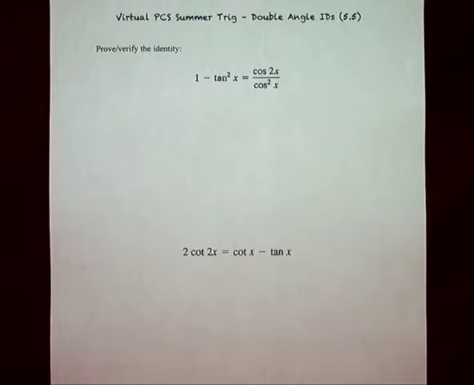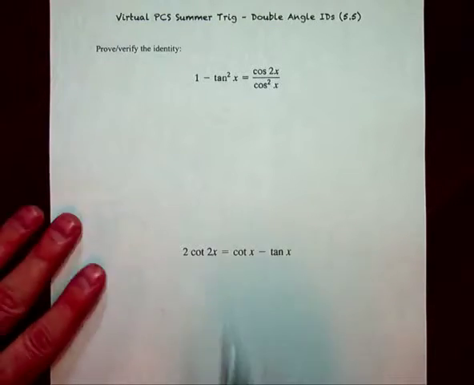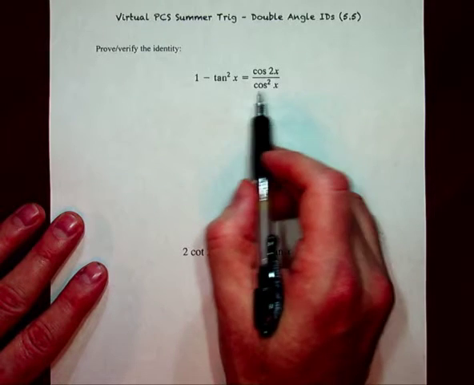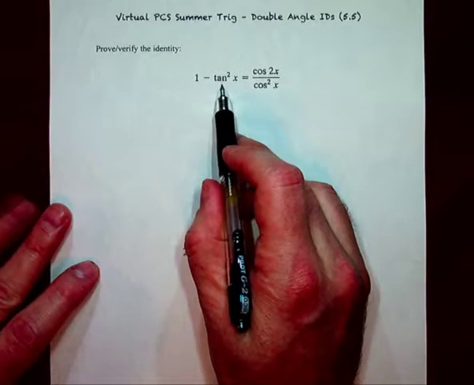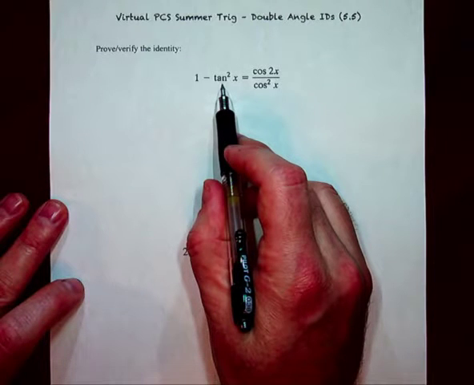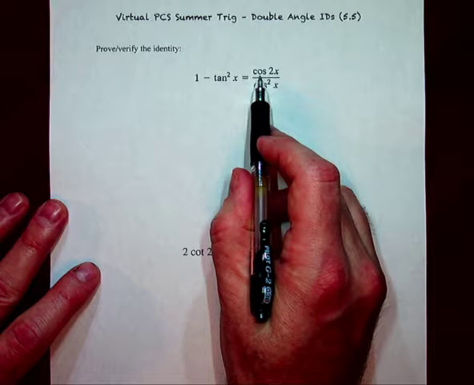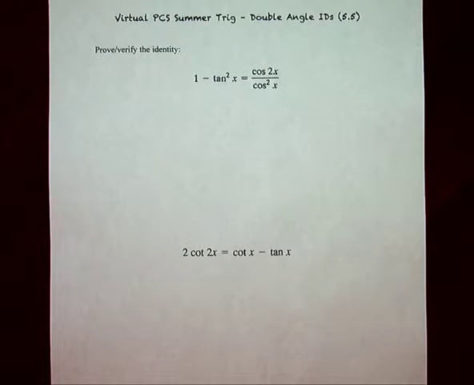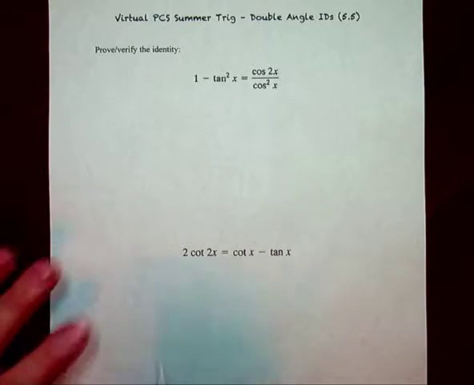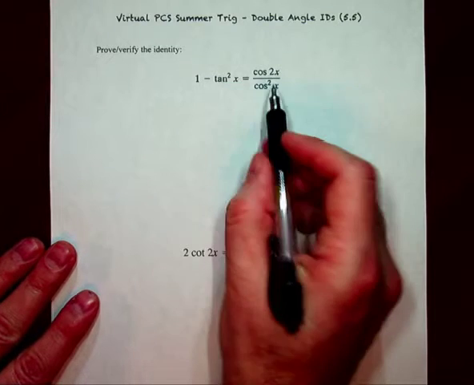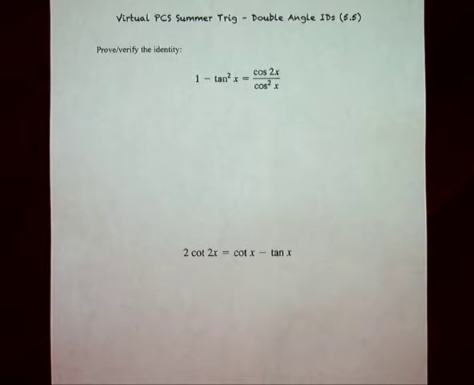Now in this one, like I said before, if you want to pause it to work on it yourself, that'd be great. Notice that this has cosine squared over here. Well, I know that tangent squared has cosine squared as a denominator, and I know that the numerator can be turned from one term into 2 terms, right? And in doing so, that will allow me to separate fractions and reduce.